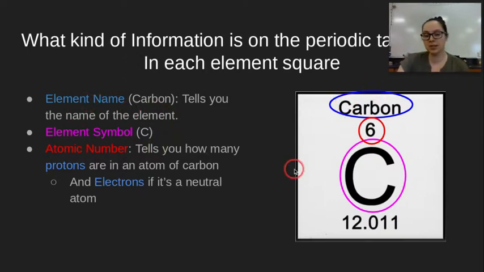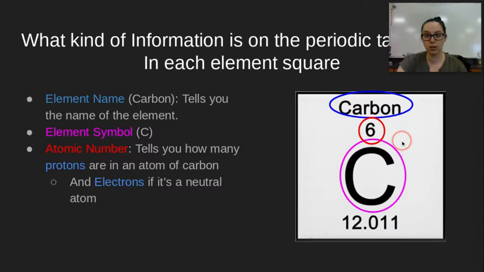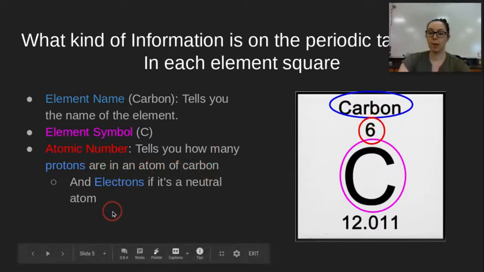Your element symbol, again, this is just the atomic symbol, the thing that tells you, hey, this is the shorthand version of the element name. Your atomic number. Remember, your atomic number tells you how many protons are in an atom of carbon, which is this number right here. If it is a neutral atom, it will also tell you how many electrons.